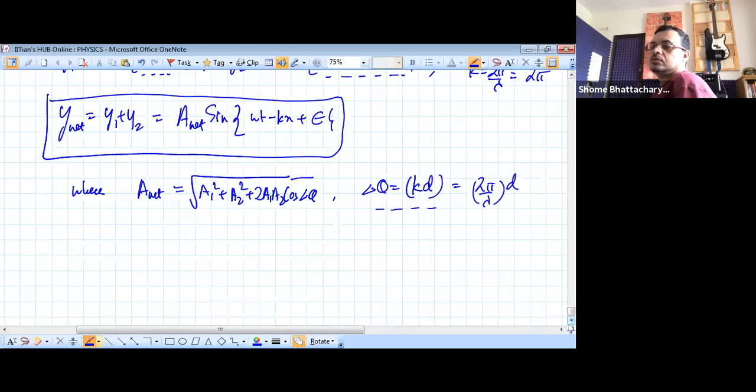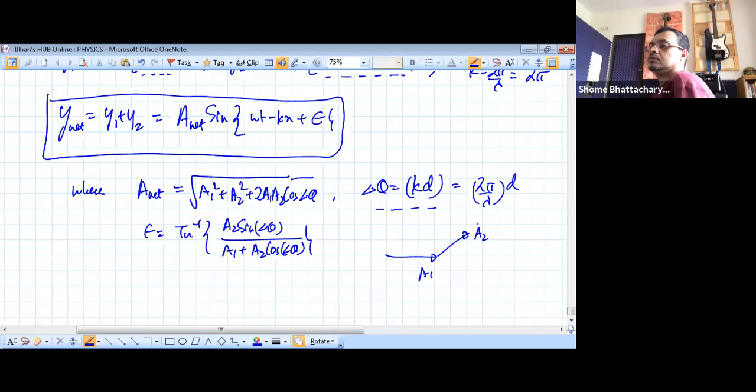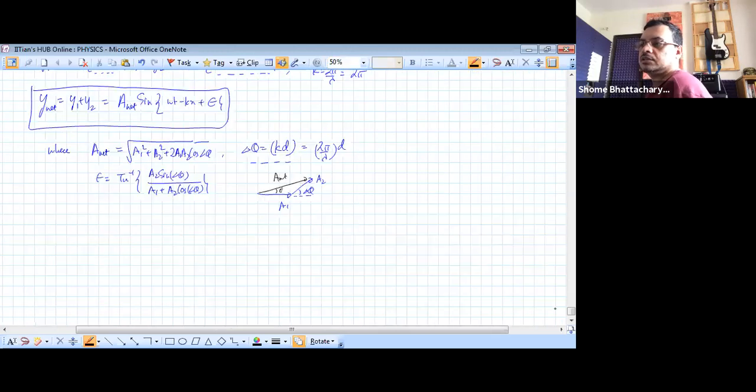And also when you work out, you will understand that epsilon becomes tan inverse of A2 sine delta phi divided by A1 plus A2 cos delta phi. This is your E net and this is your net phase term. Okay, so up to this step we are not involving the distance d. This is part 1 and 2. We are writing the general equation.